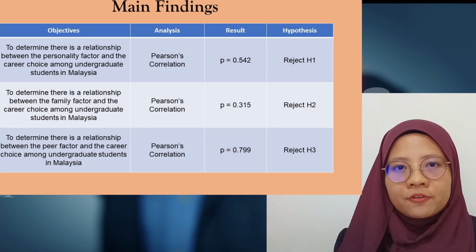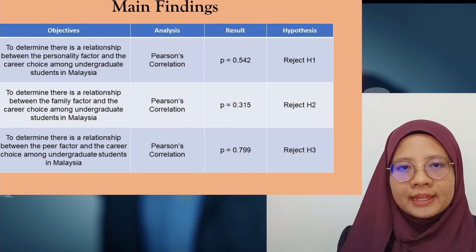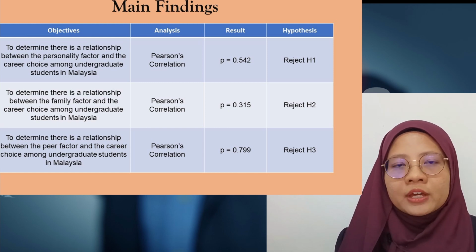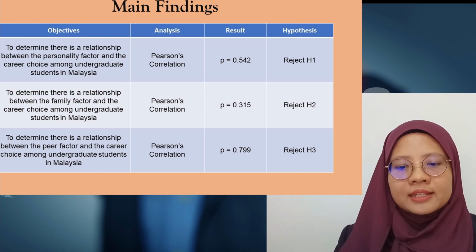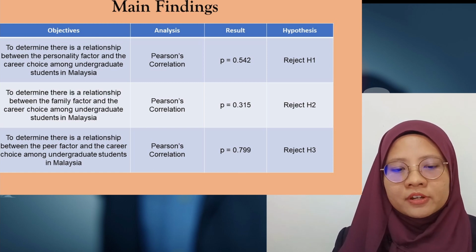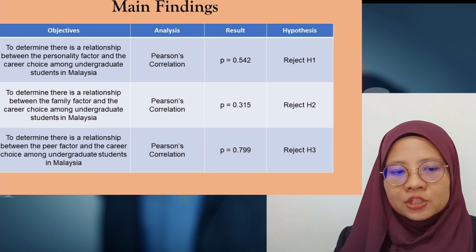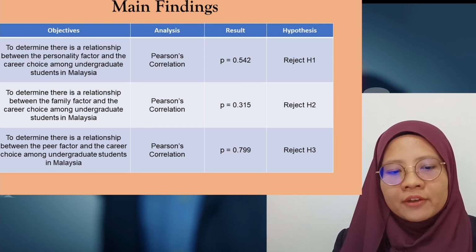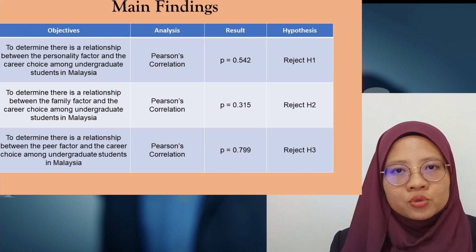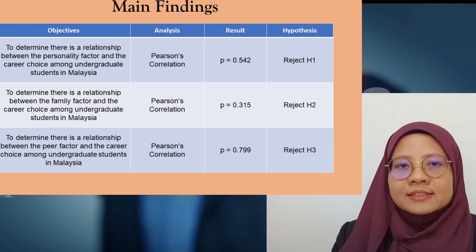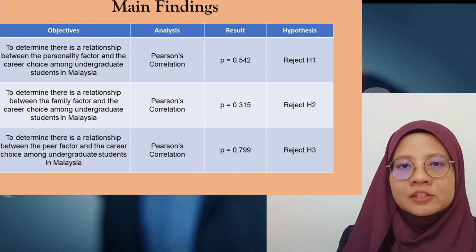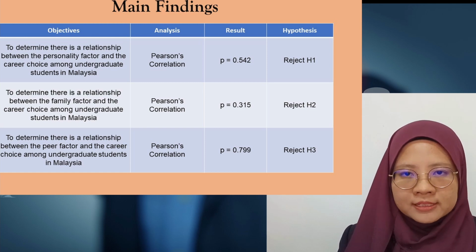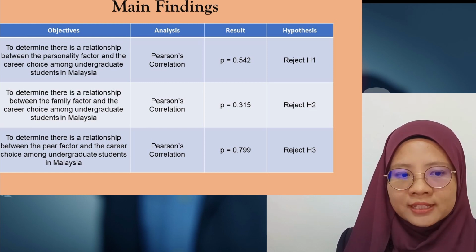For the first objective, we used Pearson correlation and got a p-value of 0.542. Thus, the hypothesis is rejected. The next objective also used Pearson correlation with a p-value of 0.315, and this hypothesis is also rejected. And for the last objective, the p-value result using Pearson correlation is 0.799, and the hypothesis is also rejected.